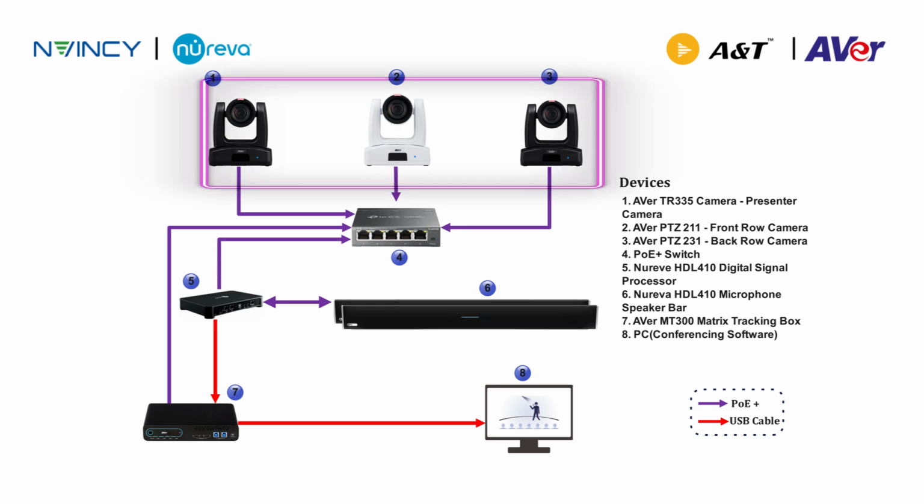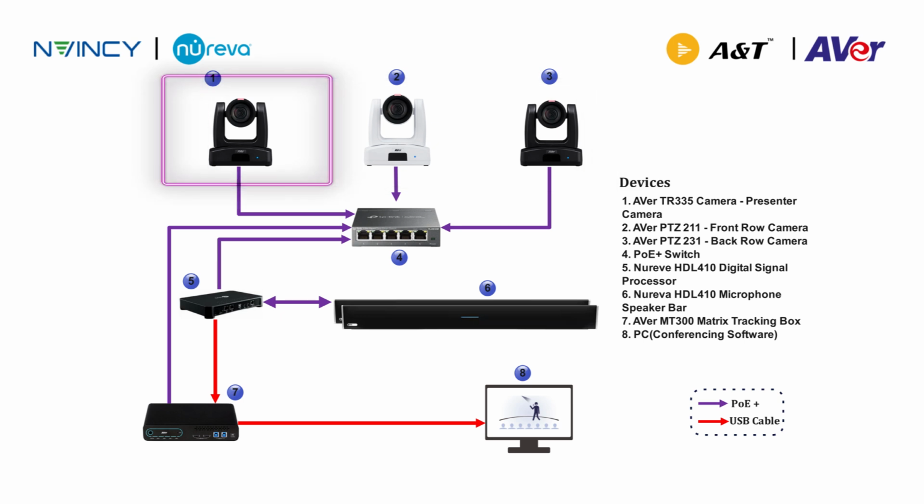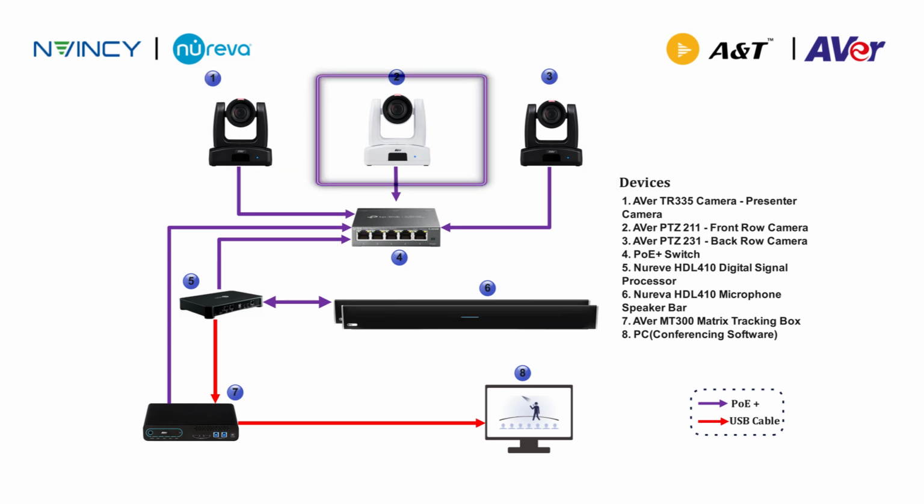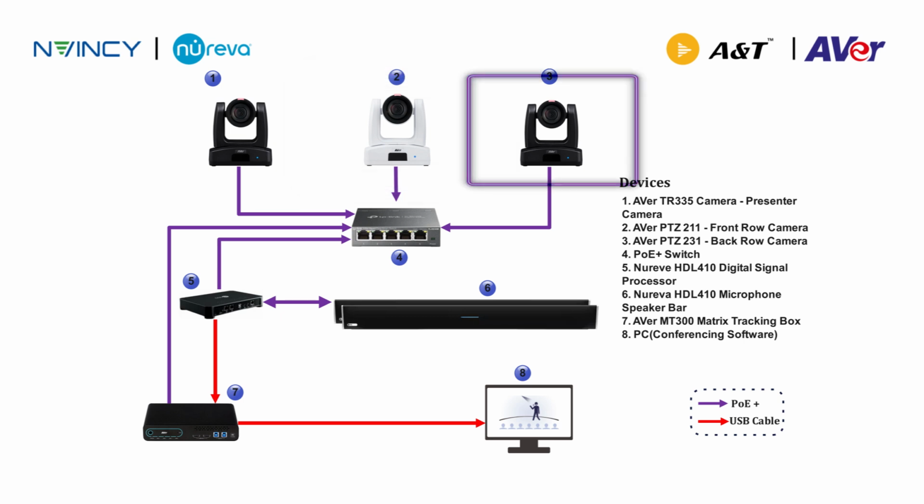And in the three cameras, we are going to use one Aver TR335, which is the presenter tracking camera. And the second camera is the audience facing front row camera. We are using Aver PDZ211. And for the back row camera, we are using Aver PDZ231, which is the 30x zoom camera.